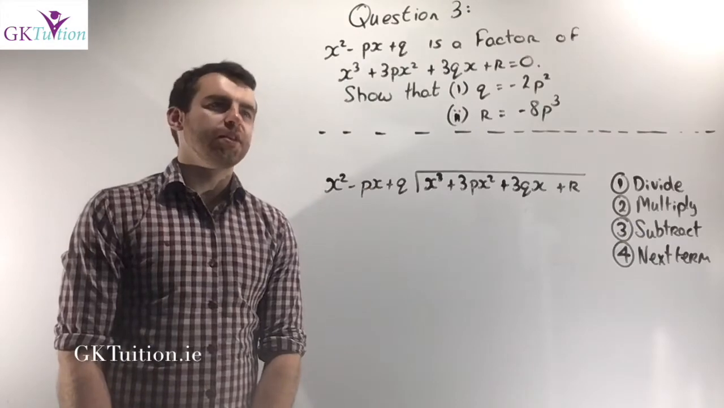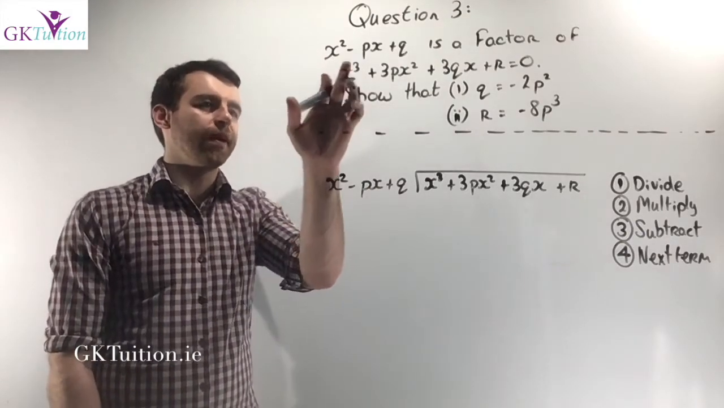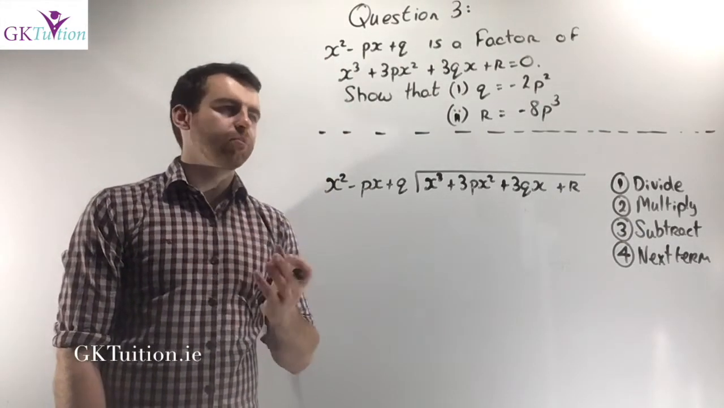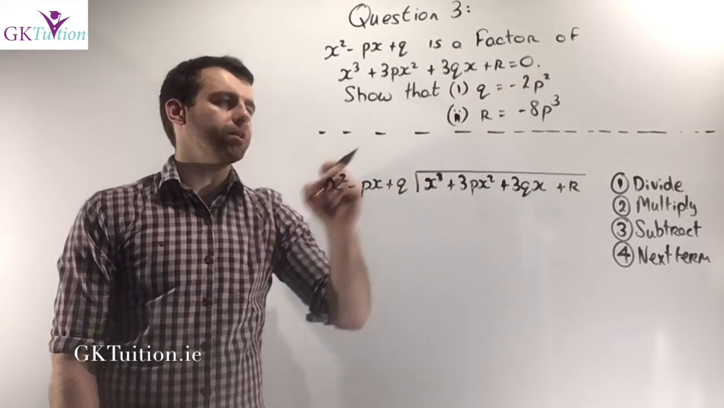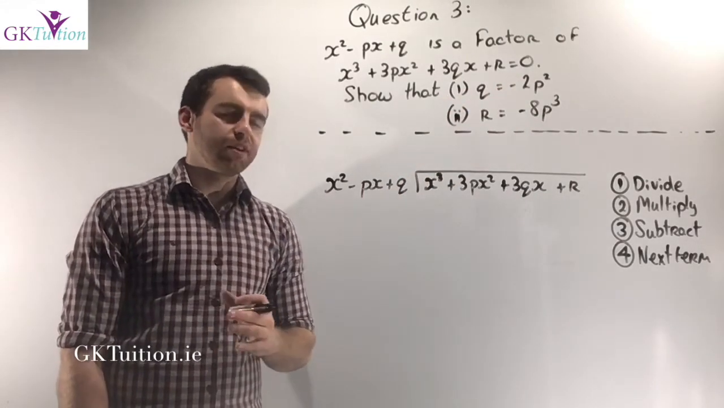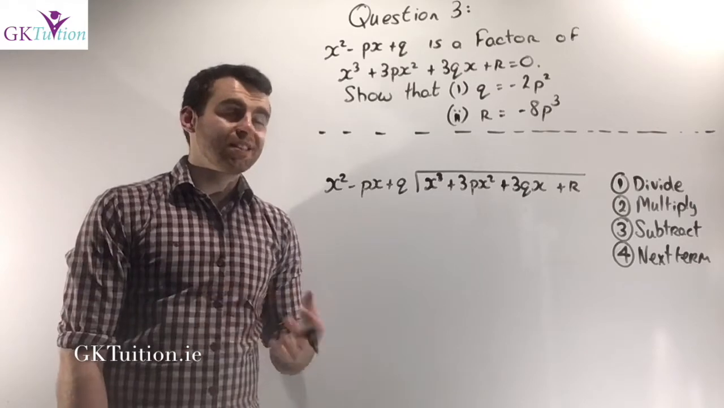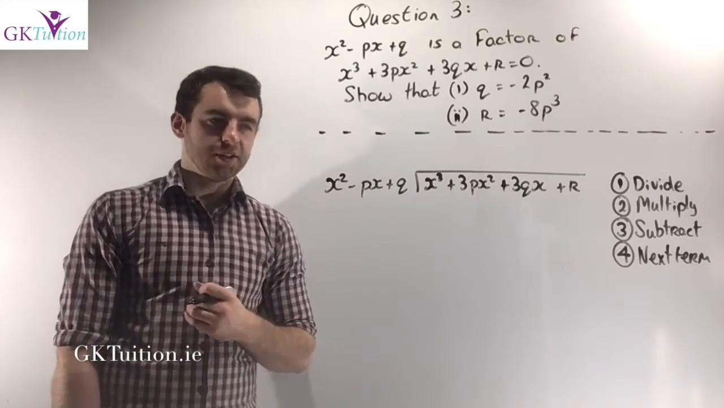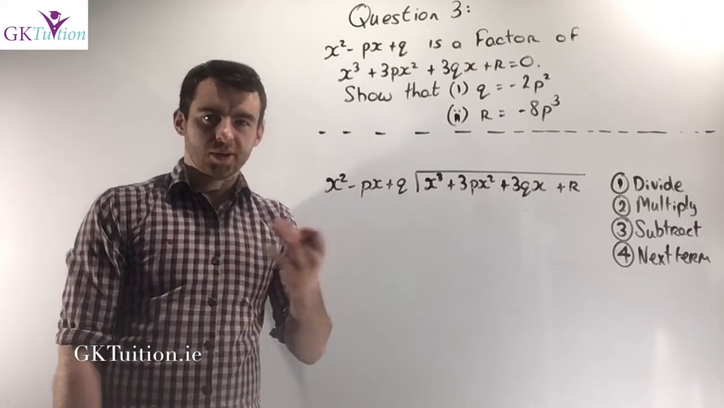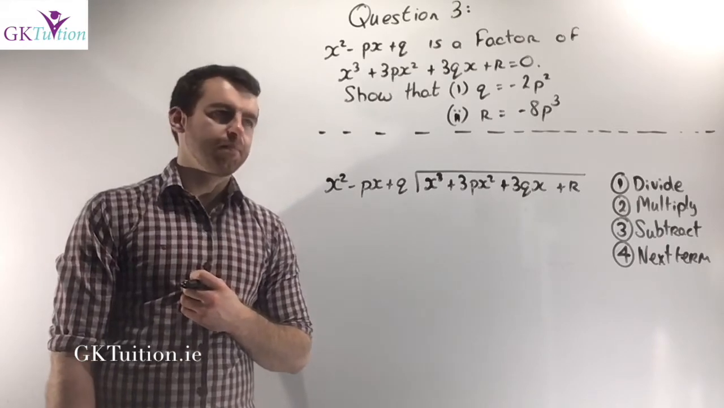Okay, the third question here, we were told that this quadratic was a factor of this cubic. And we were asked to prove that q is equal to minus 2p squared and r is equal to minus 8p cubed. It's essentially exactly the same as question 2, but obviously it's worth our while practicing questions like this.